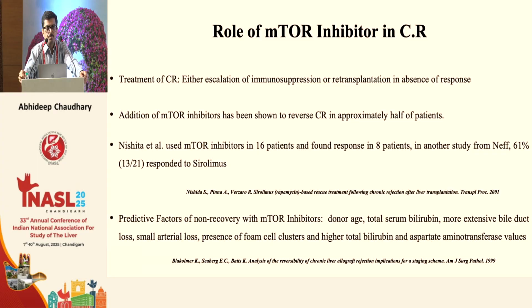There is a significant role of mTOR that has been published in the literature, and using mTOR gives you an advantage of reversal or stabilization of the disease if it is started early, when the bilirubin is less than 5 or at the most 10. But if it goes beyond 10, usually you don't see the response. The predictive factors, as mentioned in the literature, are donor age, total serum bilirubin, more extensive bile duct loss, and small arterial loss. And a paper published by the Medanta group, Dr. Narendra has mentioned that.